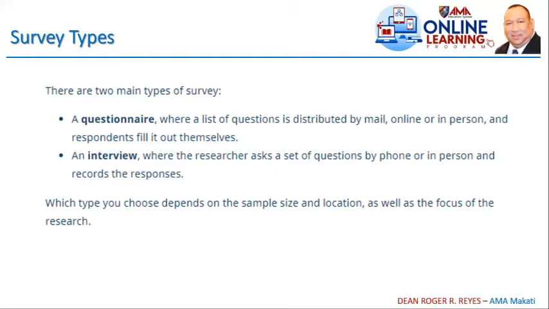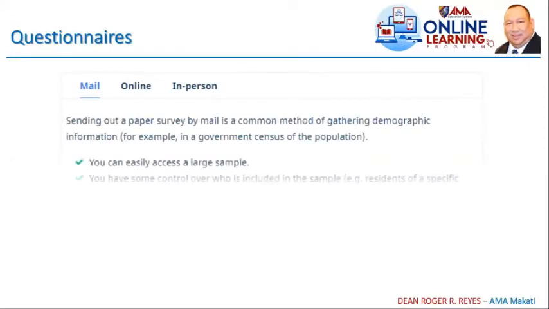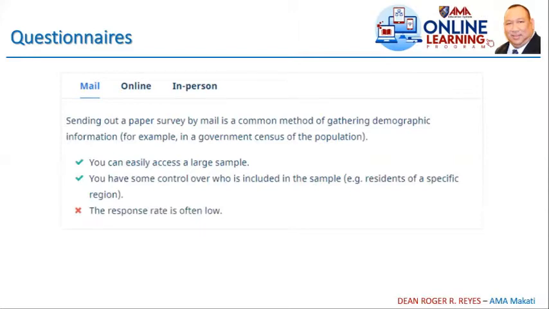Which type you choose depends on the sample size and location, as well as the focus of the research. For an undergraduate thesis, it should be quantitative research. So, pwede siyang descriptive, comparative, descriptive correlational, descriptive evaluative, pero more on quantitative para ma-generalize natin sa total population. Whatever result can be generalized. In terms of questionnaires, pwedeng mail, online, and in person.